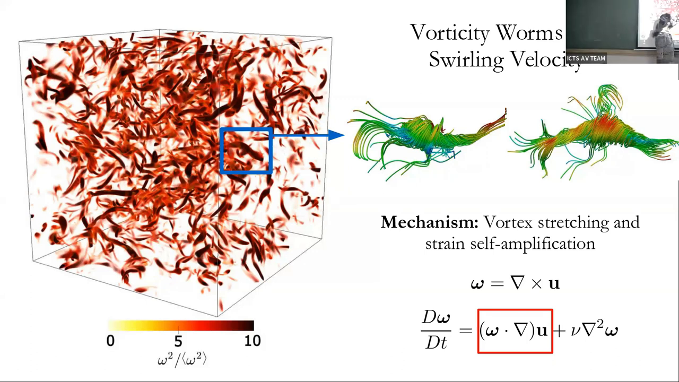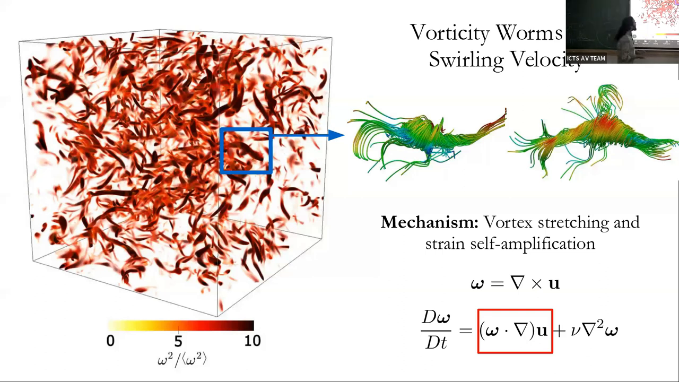So what is happening to the velocity? If I just pick one of these structures and I make the velocity around it, then you see it has this kind of a swirling vortex pattern. So it's just to give you a link between velocity and vorticity, because this is just the curl of the other one. So whenever you see these kind of structures, you can expect to have these swirling motions. The mechanism for the generation is vortex stretching and another thing called strain self-amplification. So it turns out that strain wants to amplify itself, and it also amplifies vorticity. So that's how these structures always evolve.